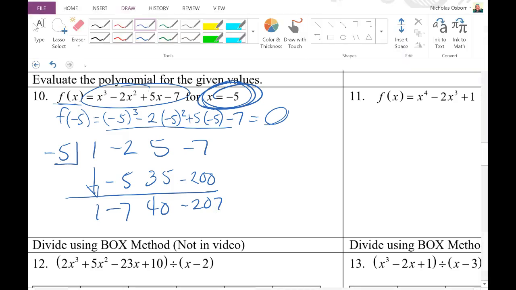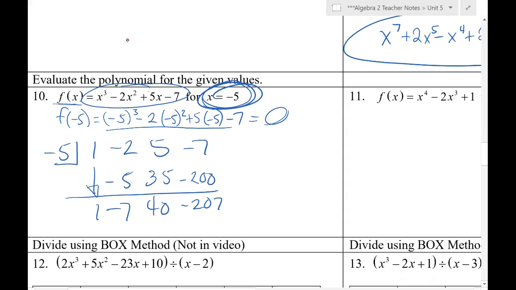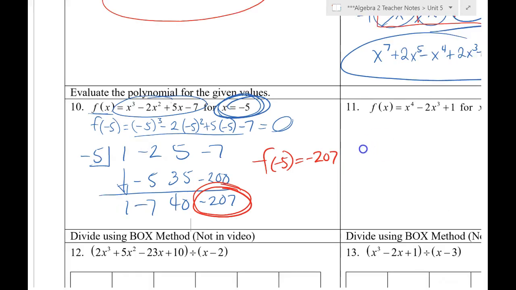That last number, which normally when you do the division is your remainder, that's going to be your answer when you evaluate. So now f of negative 5 will be equal to negative 207. Now in the test, I'll expect you to know how to do it with the synthetic division technique to be able to evaluate that. And again, remember this number here ends up being not your remainder, but the actual answer. Okay, so now let's do that one more time with the next one.